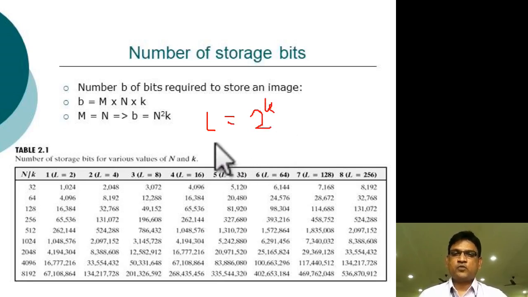where L is the number of possible intensity values or the number of possible gray level values for the particular image. So the total number of bits used to store that entire digital image is given by m into n into k bits. And if you are taking a square image, then the total number of bits is given by n square into k. And these are some examples for different sizes to understand the same formula, that is m by n by k.